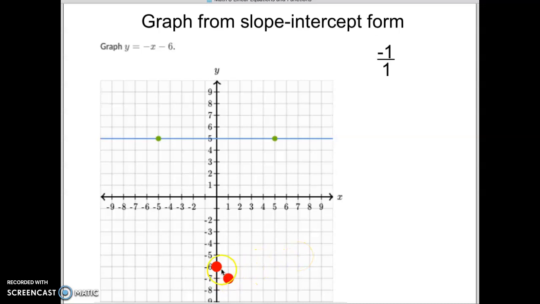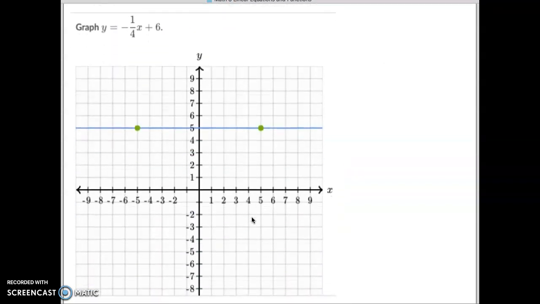Okay? Then we just play connect the dot. We simply draw a line between those two, and you can see my little blue line right there, and that's how you do it. It's really just that easy. But we're going to do 2 more examples just to make sure we got this.